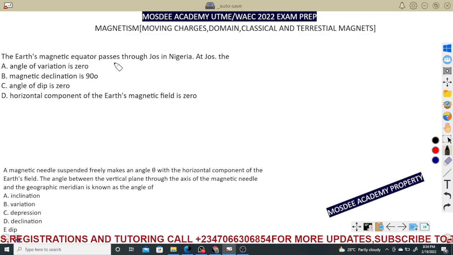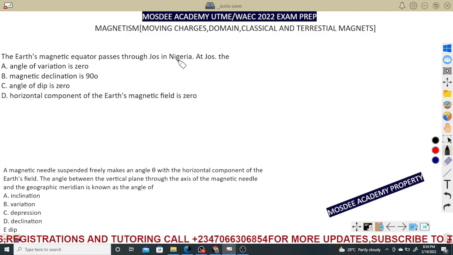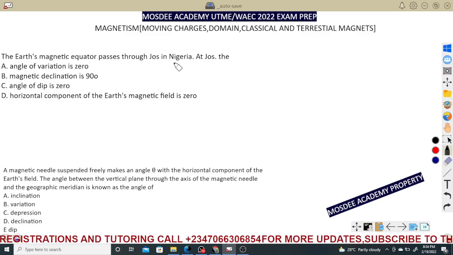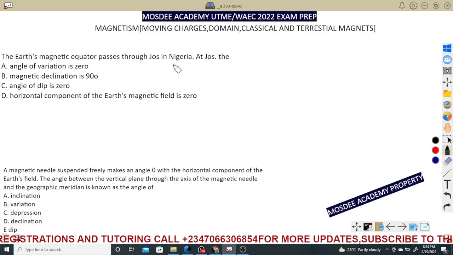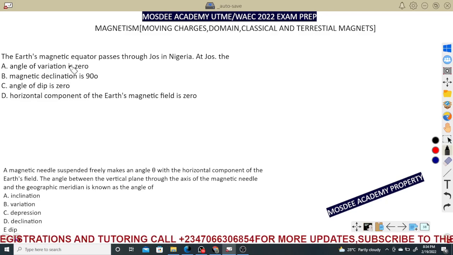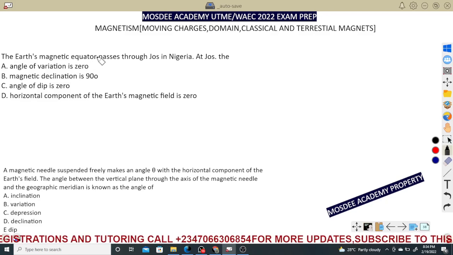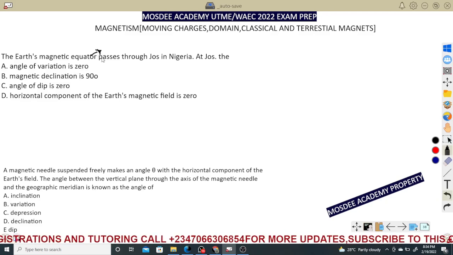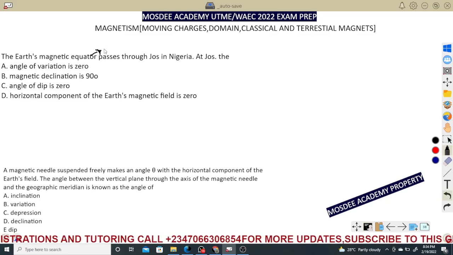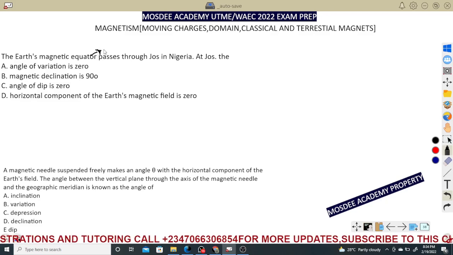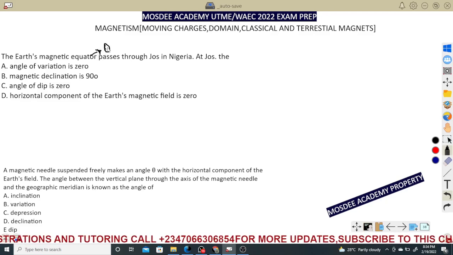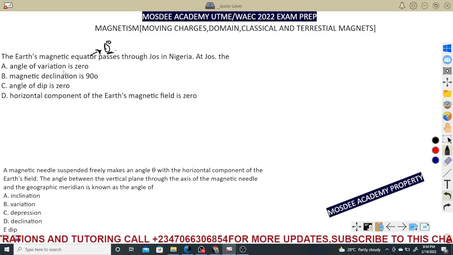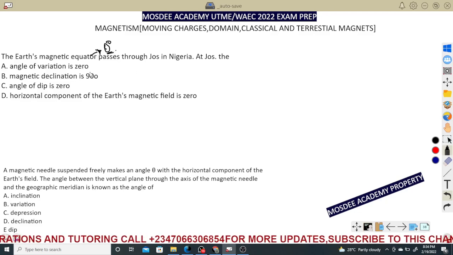Wow. The next one. Look at this. The Earth's magnetic equator passes through Jos in Nigeria. At Jos, the dash. Now, I like this type of question because it is very, very simple. Earth's magnetic equator. As the Earth is rotating, the equator is rotating about its axis of rotation. I've explained that. I said at the equator, the angle of dip at that point is always 0.